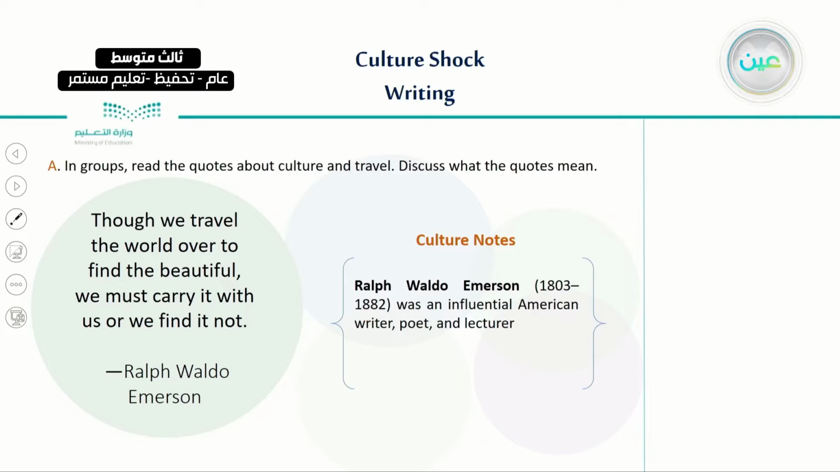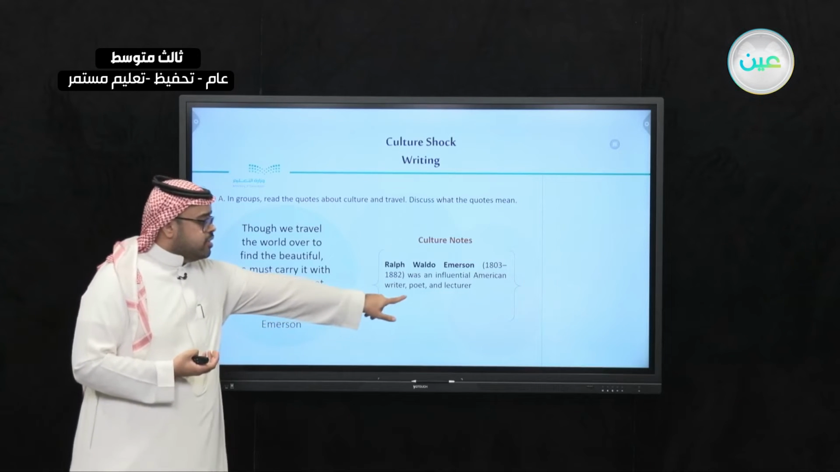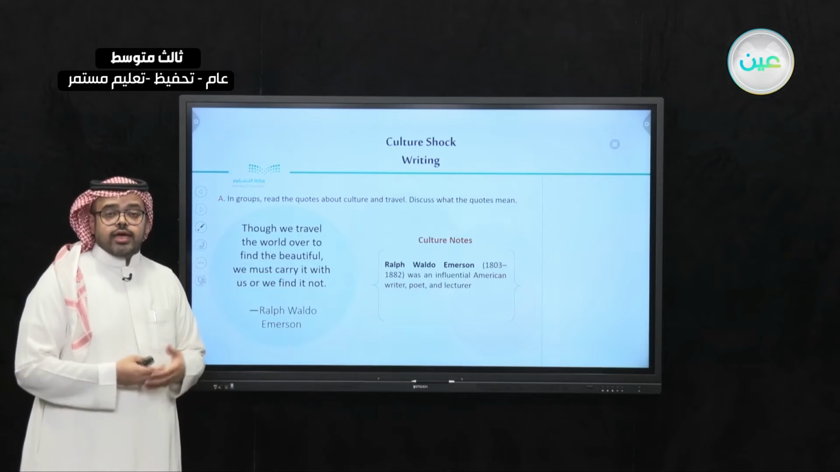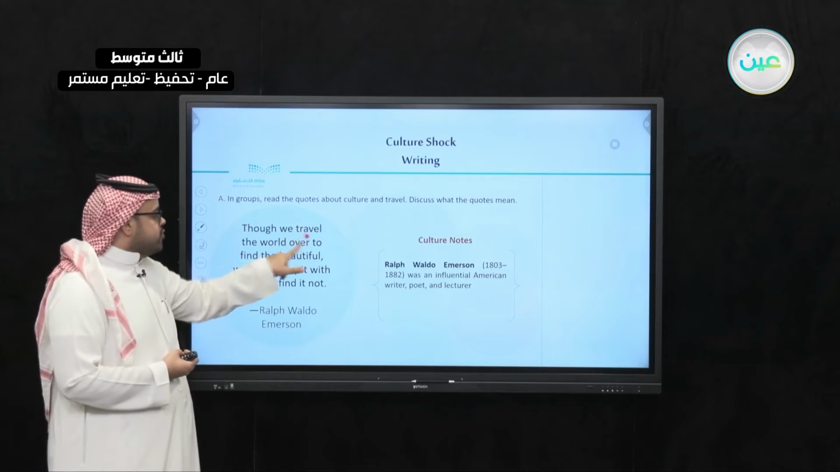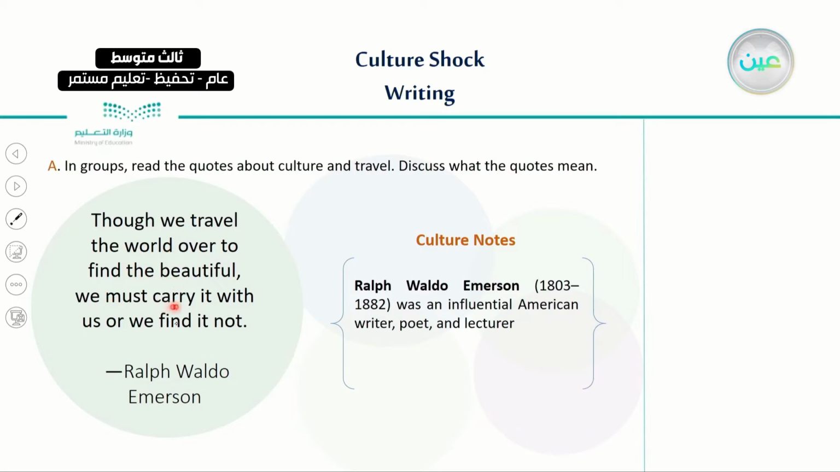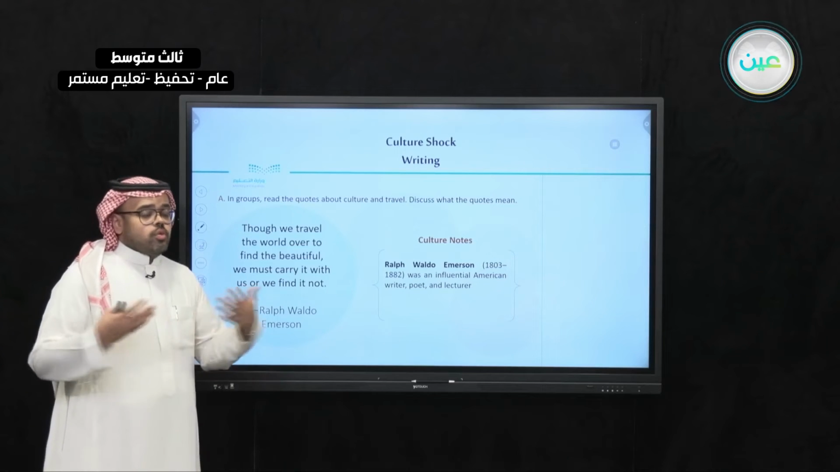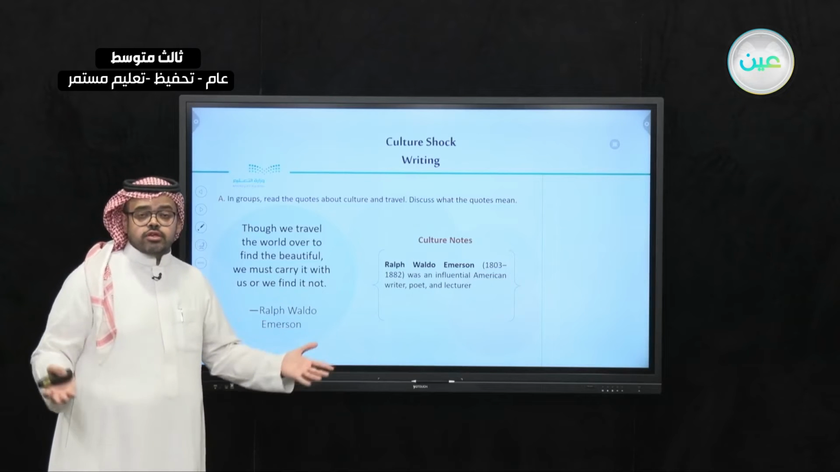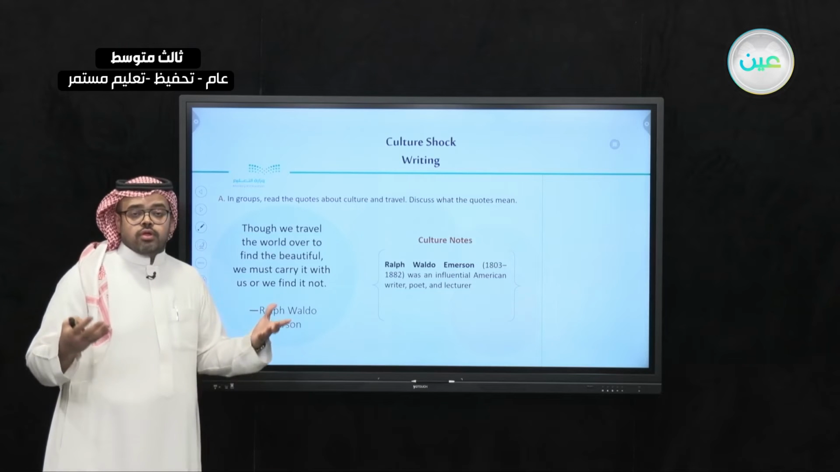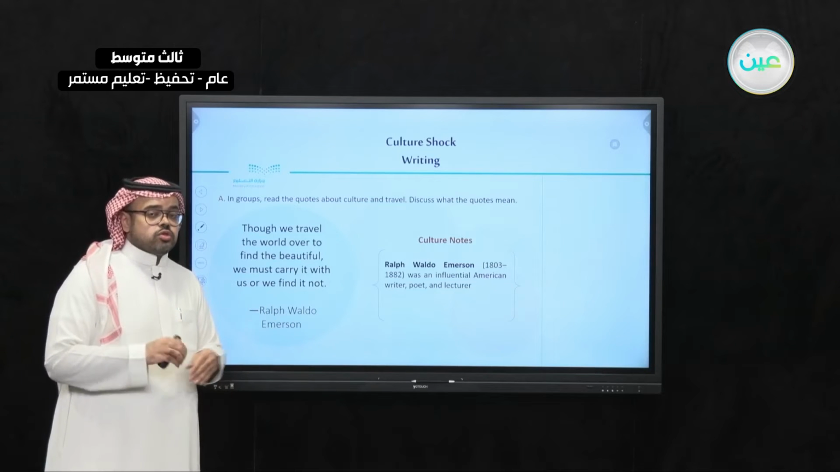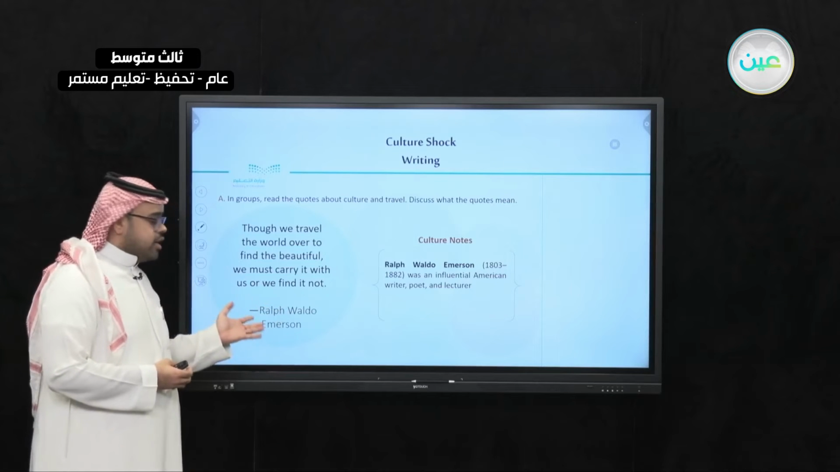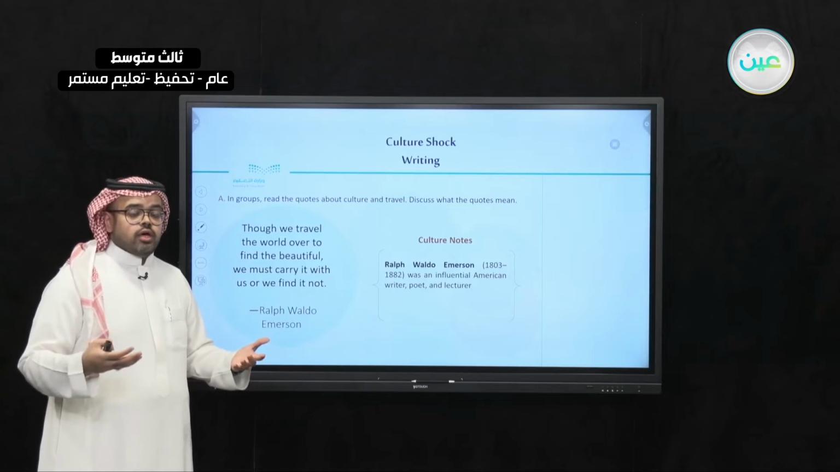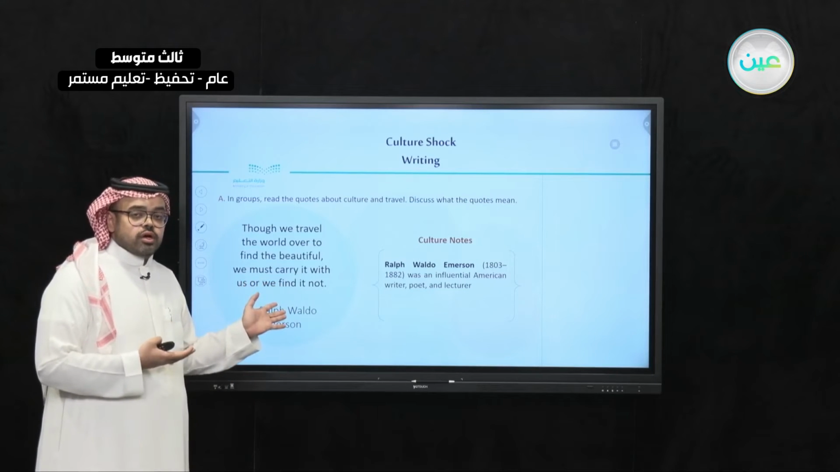From this quote and the words that he used in it, we can understand that he was a poet. So let's read this quote again and try to understand its meaning. He said that, yes, we do travel the world over to find the beautiful, and we must carry it with us or we find it not. So it means that if we cannot find the beauty inside ourselves, no matter where we go, no matter what places we visit, we won't see the beautiful things around us, because the first place we should look for beauty is in ourselves. This is a great quote from Ralph Waldo, and you can think of different ideas about a similar quote.